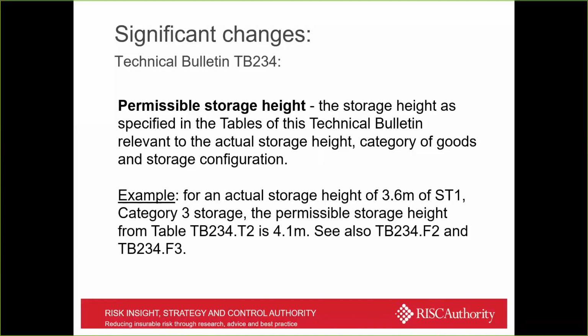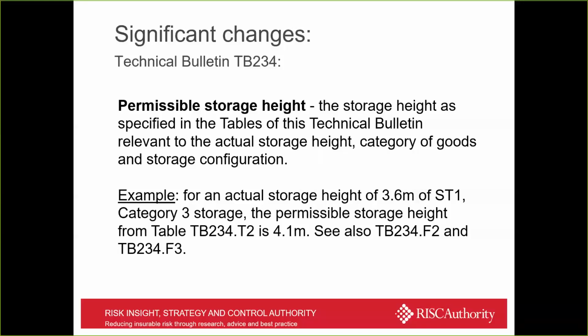So for example, if you've got an actual storage height of, let's say, ST1 floor mounted block storage, that's actually at 3.6 metres, and let's say it's category 3 type storage. If you go to the table TB234.T2 and you looked for what was the applicable density for a 3.6 metre high ST1 category 3 storage, you'll see that the table gives the maximum permissible height as 4.1. So you're covered then with your density required for the 4.1 height of storage, and that's the permissible height then. The 4.1 metres is the permissible height.